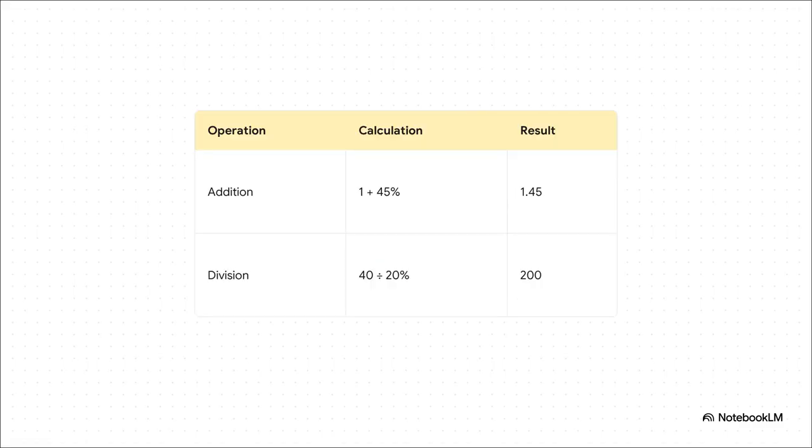And by the way, this whole translation thing works for other operations too. If you're trying to calculate, say, 1 plus 45%, you just translate that 45% to 0.45, and you get 1.45. Or what about 40 divided by 20%? Well, you translate 20% to 0.2, and 40 divided by 0.2 is 200. The principle is exactly the same every single time.